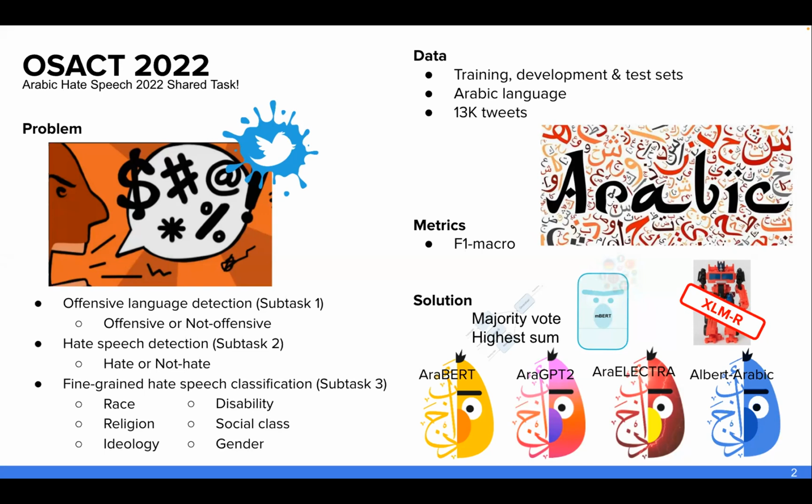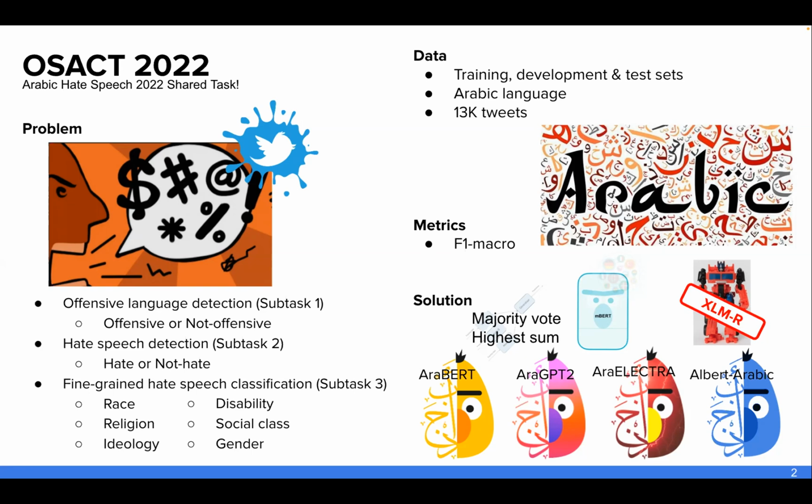Subtask 2 was hate speech detection, where the model has to infer if the tweet is hate or not hate. And finally, subtask 3 is the fine-grained hate speech classification, where once we know that the tweet is hateful, we have to classify this type of hate between 6 classes: race, religion, ideology, disability, social class, and gender.